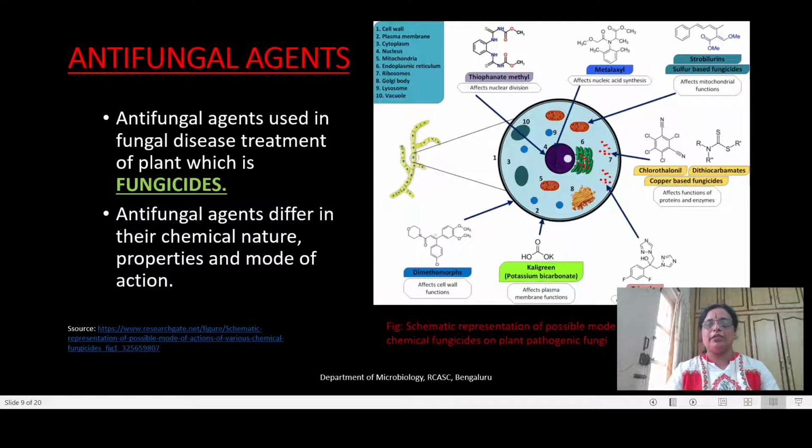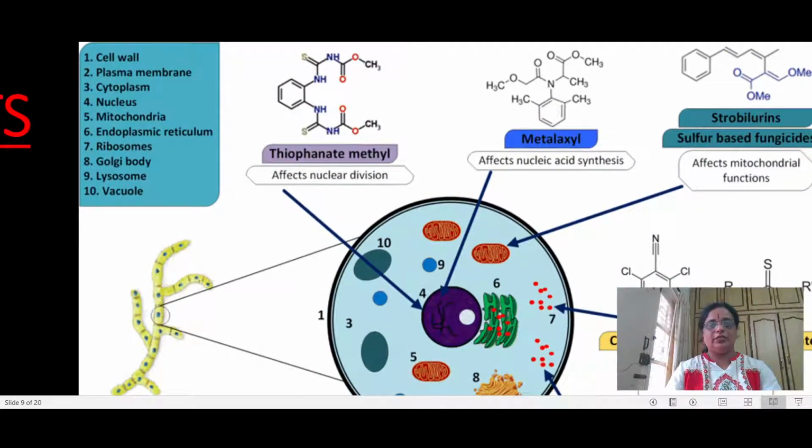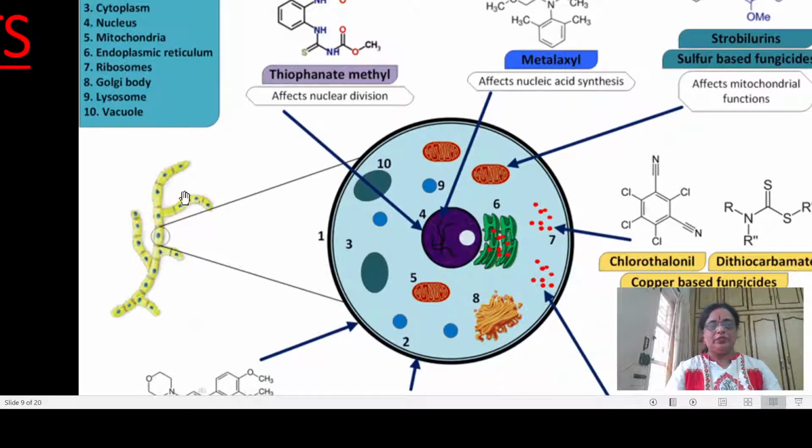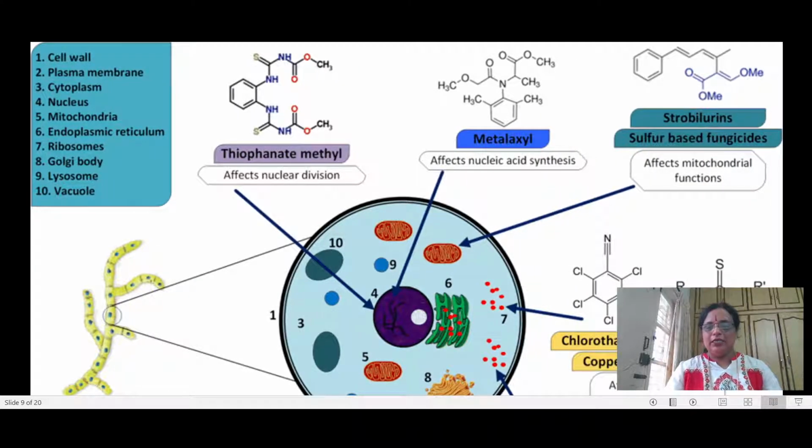Each of these antifungal agents differs in its chemical nature, properties and mode of action. So let us study the mode of action of some of the fungicides, antifungal agents. For example, if this is a fungal hypha, and this is the cell which we have elaborated over here, the target of these antifungal agents can be the cell wall, cell membrane, cytoplasm, nucleus, or any other organelles. Let us take a few examples and study how they may affect it.